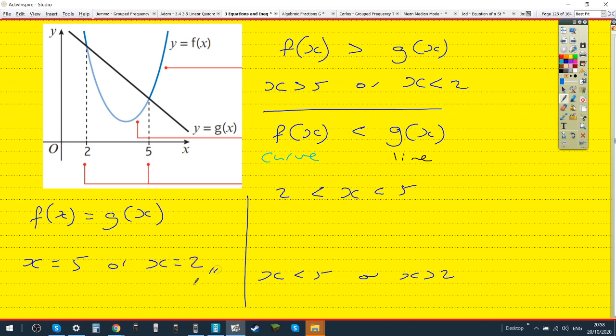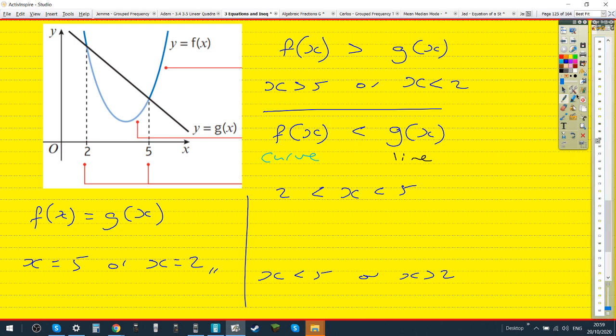And so this is kind of what we started off with: equations, which we all love, and then it becomes inequalities, which we all hate. The curve is greater than the line when x is bigger than 5 or when x is less than 2. The curve is less than the line when x is between 2 and 5. You have to find the intersection sometimes, and sketch the graph sometimes, but that's what it boils down to. And that's the end of chapter 3 anyway.